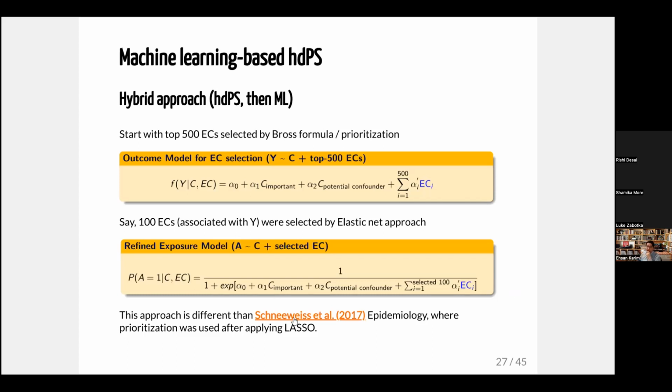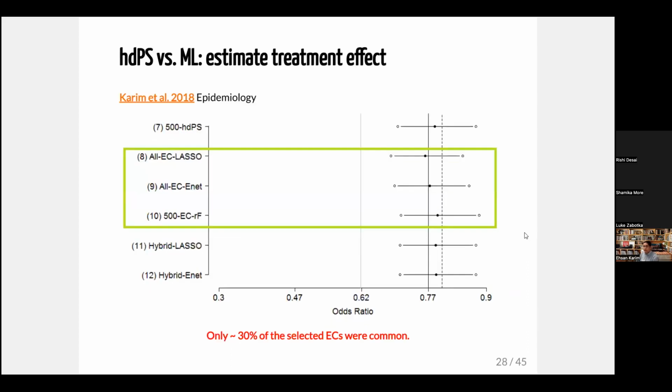For example, in this Levi's paper, they proposed a scenario where they applied lasso first, and then they used the high dimensional propensity score algorithm later. So the algorithm was somewhat reversed in that situation, but we did not assess that algorithm. Our algorithm first used the Bross formula, and then we wanted to determine which of them were associated based on the lasso formula. All right, so let us take a look at what the results look like.